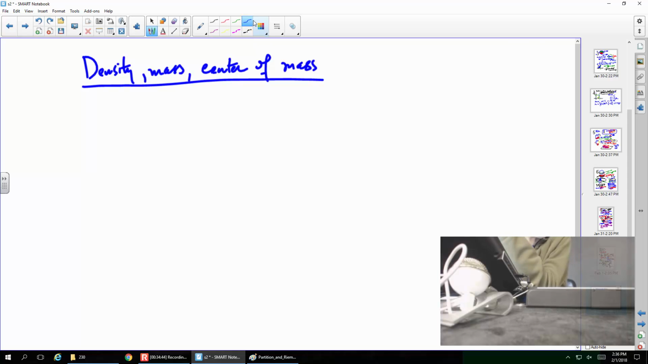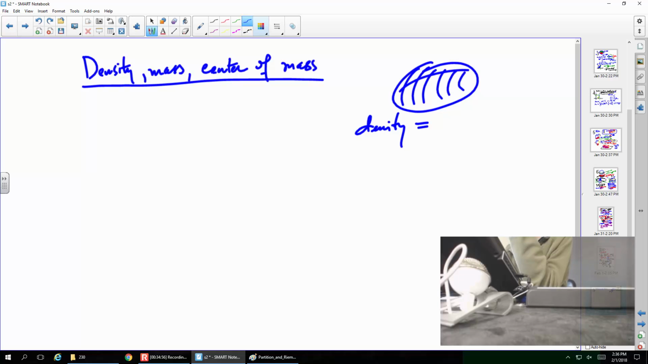You have an object. What's the density if you have an object? How do you find its density? It's the mass over the volume. So as you can see, if you have some kind of geometric figure, you need to know its volume in order to compute density.